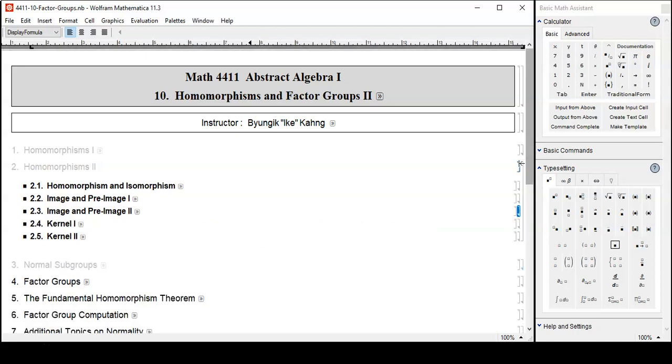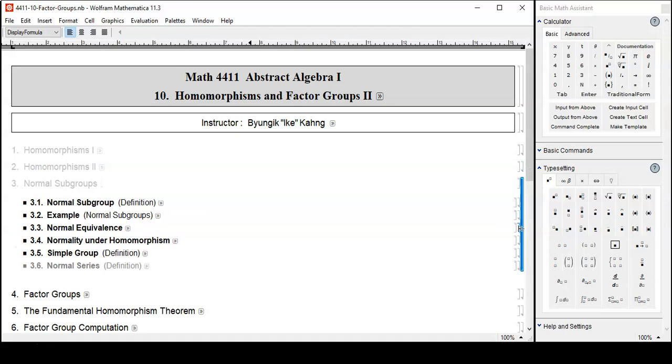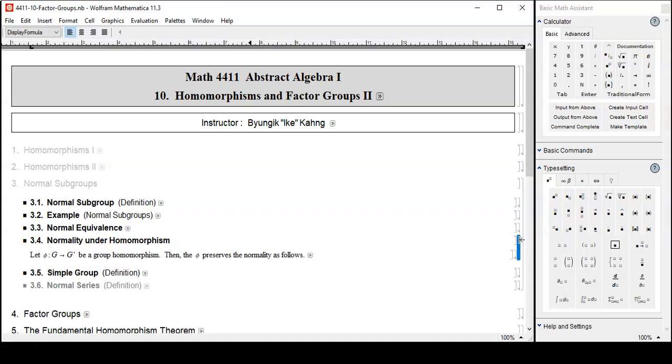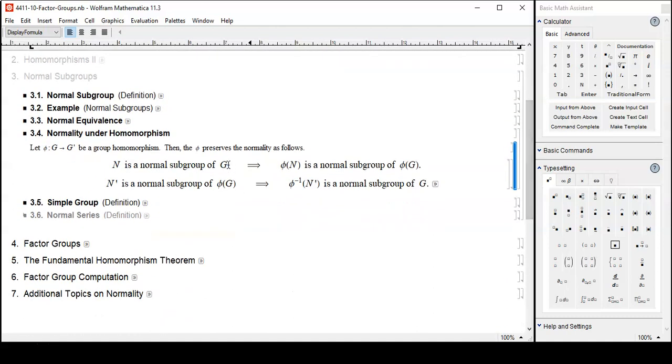And is that all? As a matter of fact, there's still one more. It preserves the normal structure as well, the normality. If N is a normal subgroup of G, then phi of N is a normal subgroup of phi of G. And if N prime is a normal subgroup of phi of G, then its preimage is a normal subgroup of G. So normality is also preserved. But here, things are a little bit tougher because we are not considering the entire G prime, you see. The target can be too big.